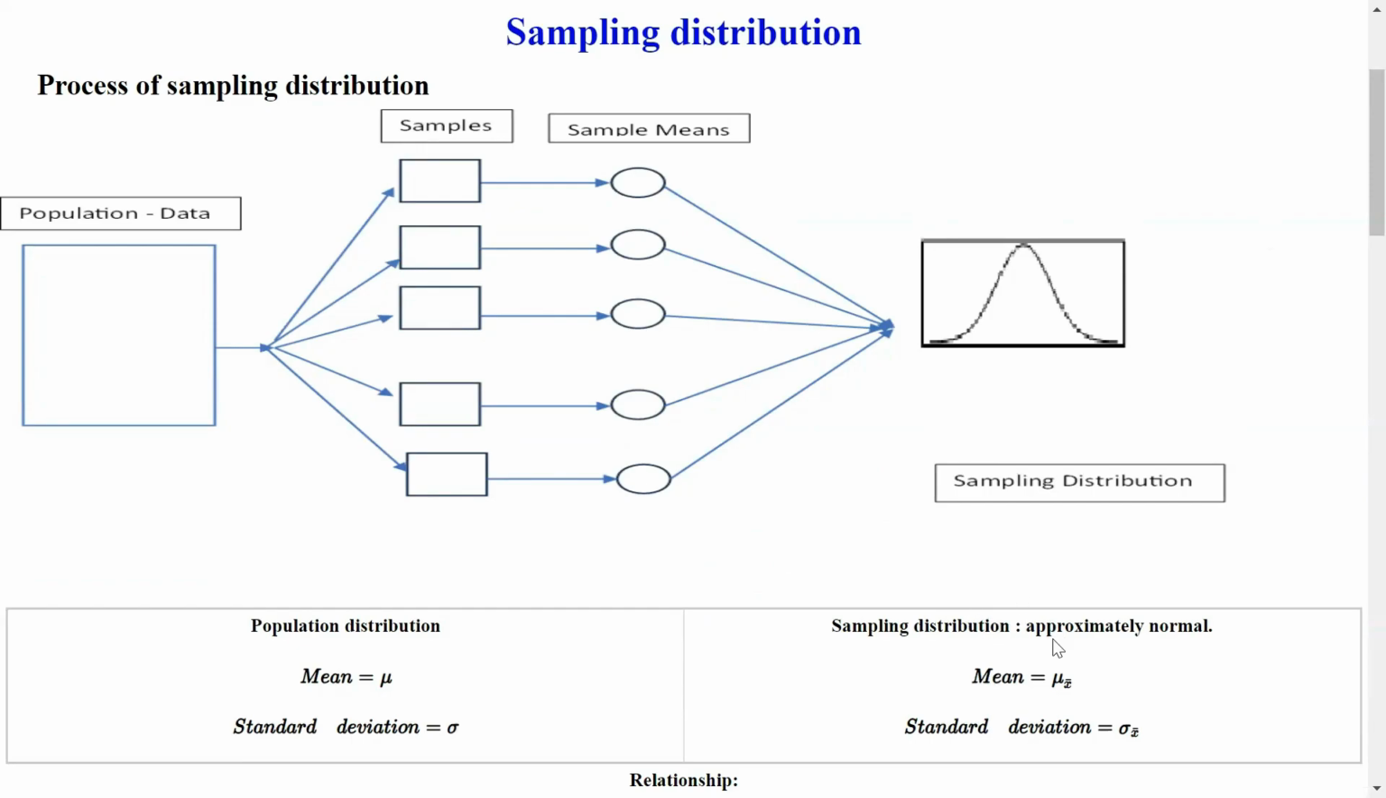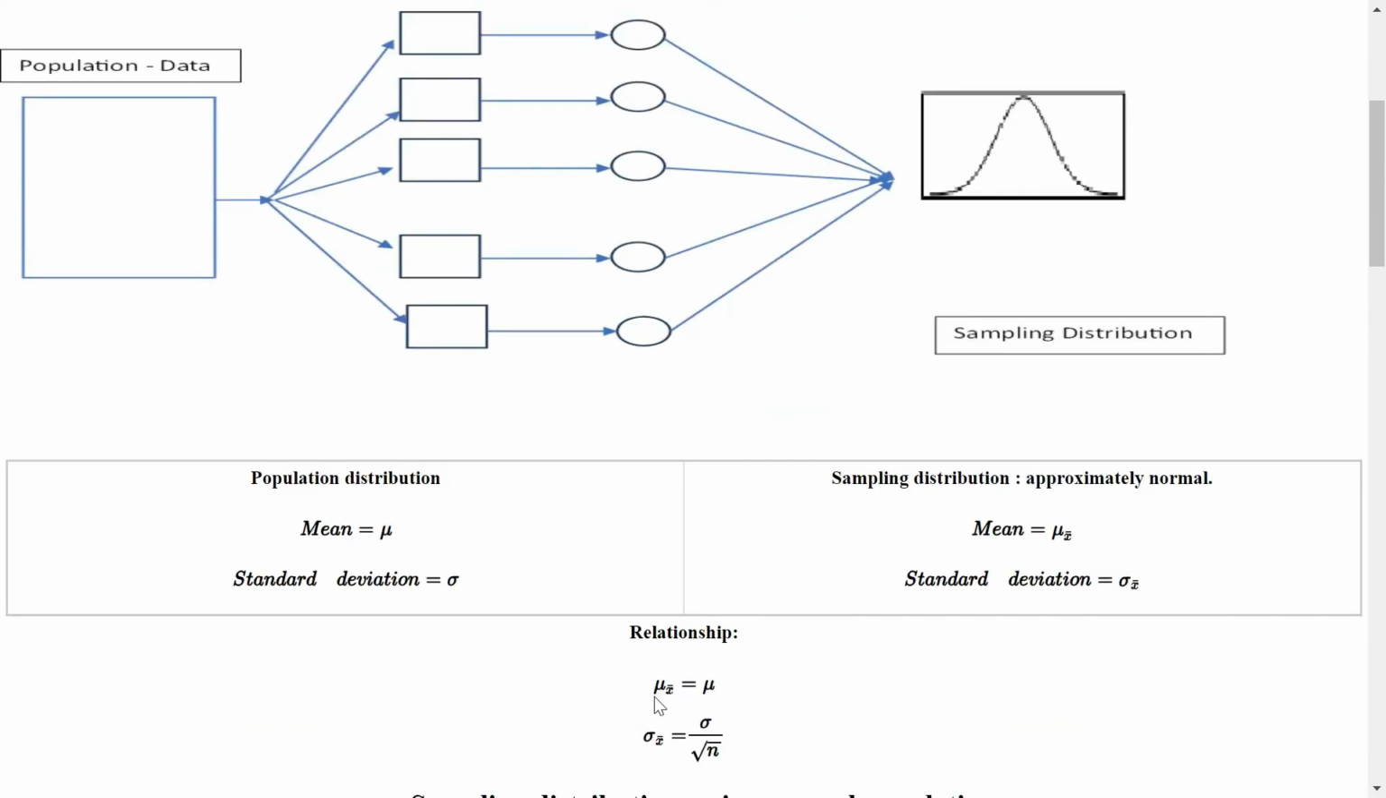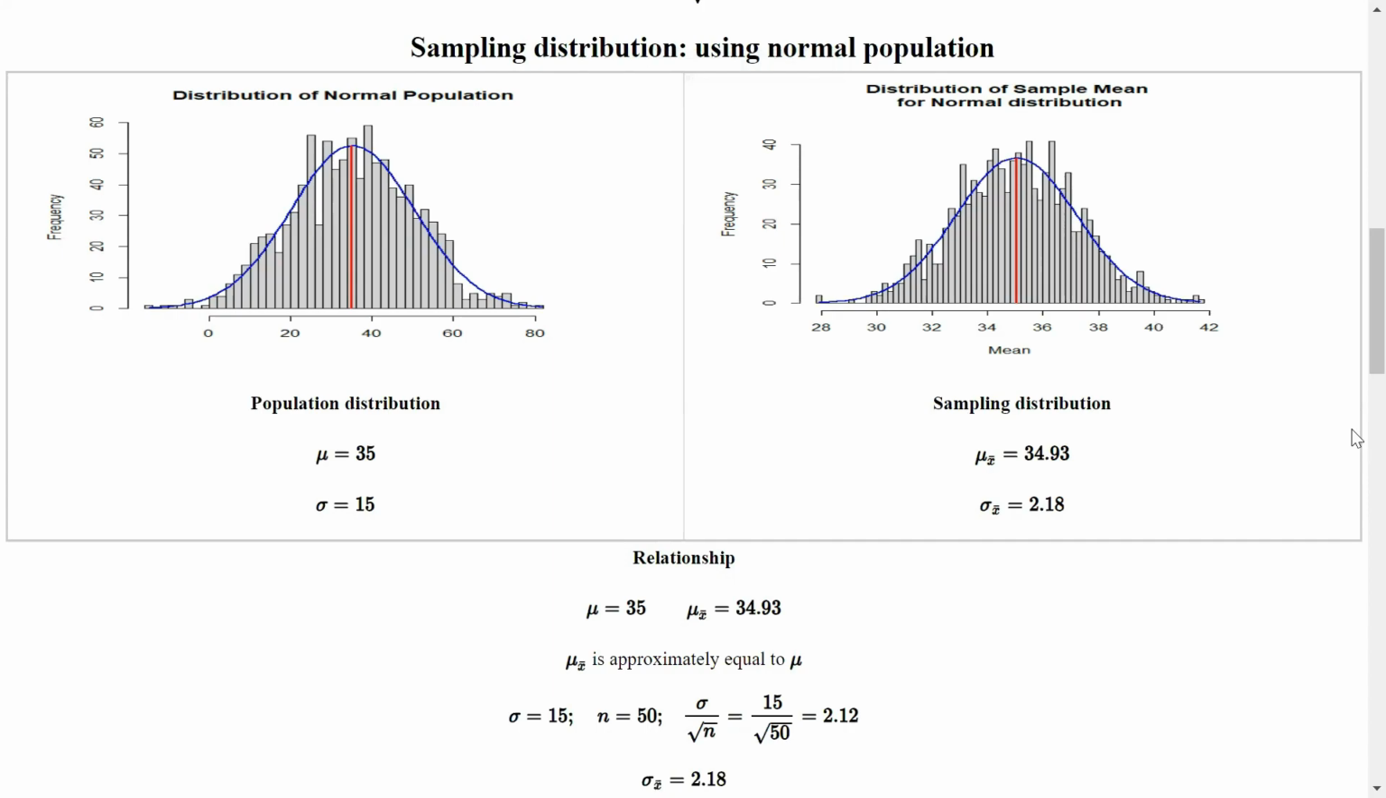Let's assume that the mean and the standard deviation of this sampling distribution be mu sub x bar and sigma sub x bar respectively. The relationship between the parameters of the population distribution and the sampling distribution is given here, which states that the population means of both the distributions are equal, but the sampling standard deviation equals the ratio of population standard deviation to the square root of the sample size. So far, we discussed the principle and process of sampling distribution.